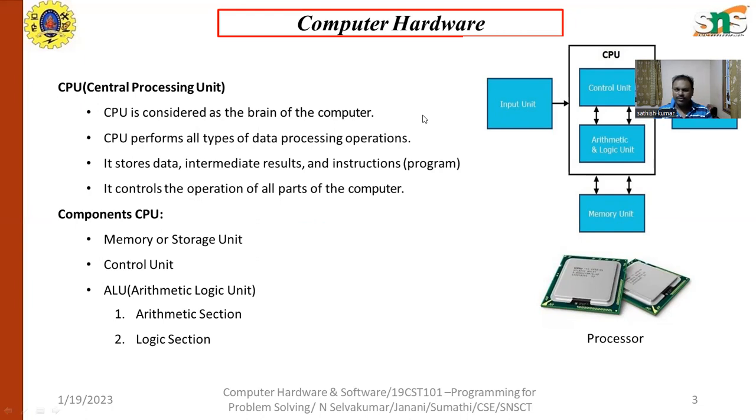The first one is the input unit. Whatever input we give will be moved to the control unit and the arithmetic and logical unit. It will be processed and stored in the memory unit. After that, it will produce the proper output. That is the central processing unit operation.